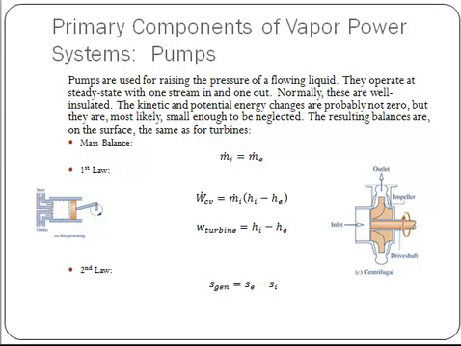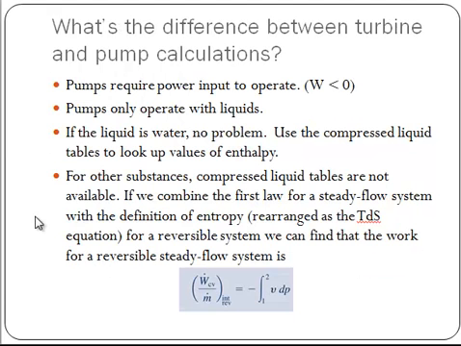Now what happens is I need to analyze these, but they're not exactly the same as a turbine. Just because the equations are the same, I don't really end up with the same situation. First of all, the power is going to be negative, so the work is going to be into the system instead of out of the system. Also, these only operate with liquids.